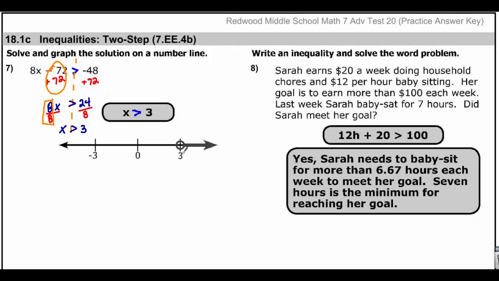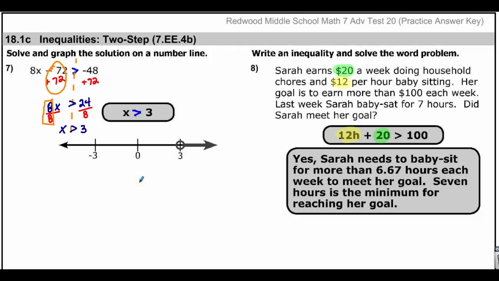Number 8, Sarah earns $20 a week doing household chores and $12 per hour babysitting. So here's a breakdown of what Sarah earns. She makes $20 a week. That's the constant amount. That does not change. Doesn't matter what Sarah does. She gets $20 a week, as long as she does the chores. But if she does the chores fast or slow, $20 a week. Now, $12 an hour is what she gets to babysit.